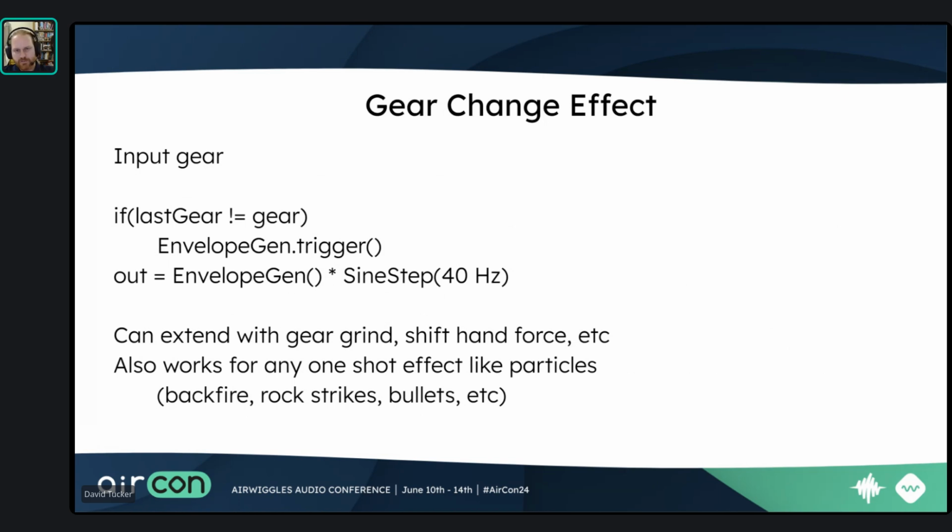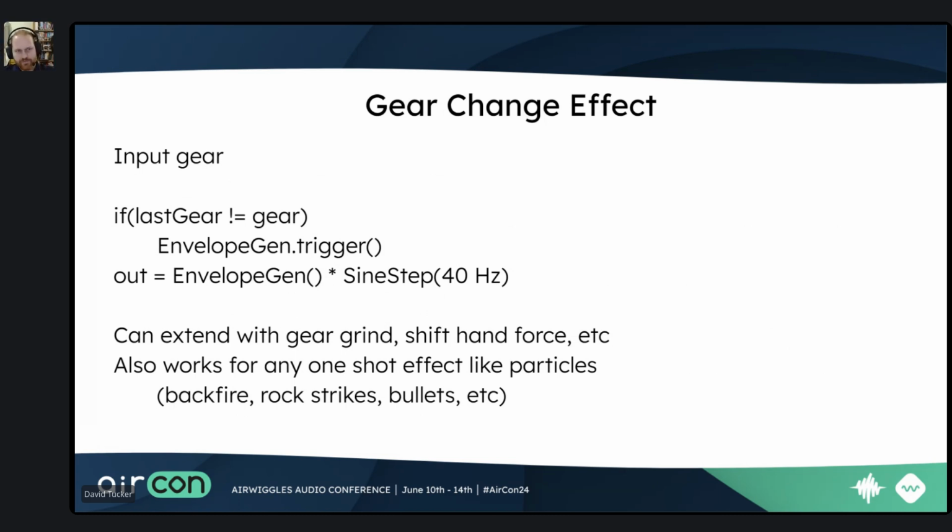So anyway, this clunk scales with how poorly you're shifting. If you're in fifth gear and you try to stuff it into first gear, anybody who's driven a stick will know that your tires are going to lock up, the car's going to bounce around, it's going to be horrible. So you need to match your engine and transmission RPMs correctly as you're shifting.